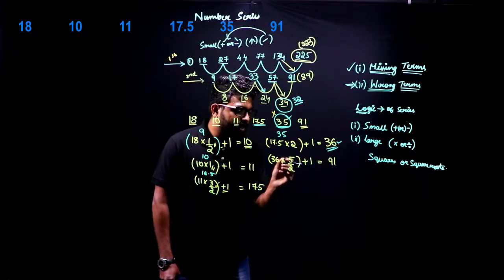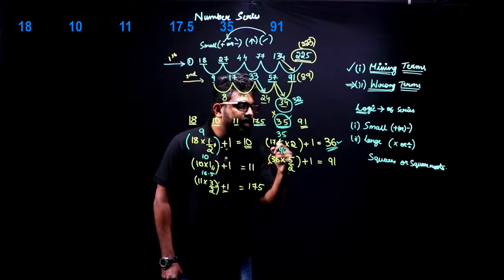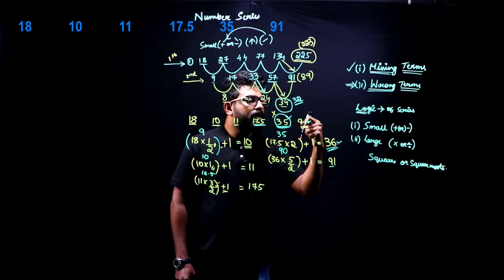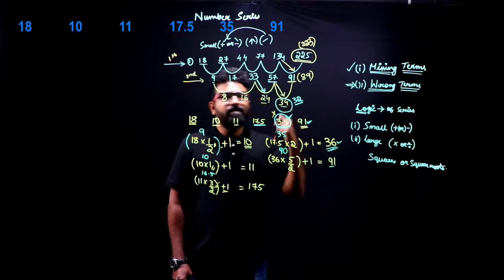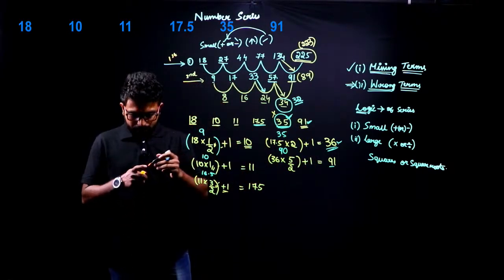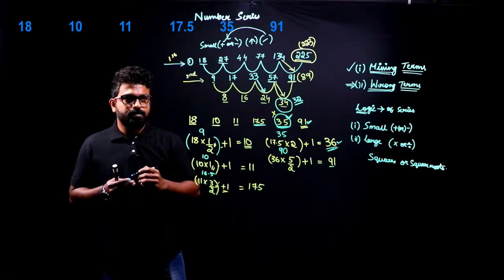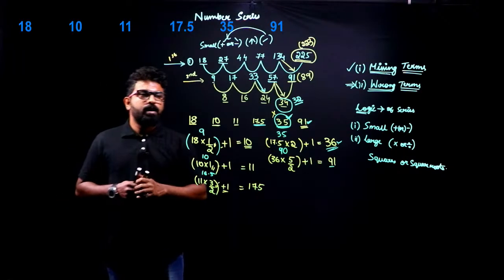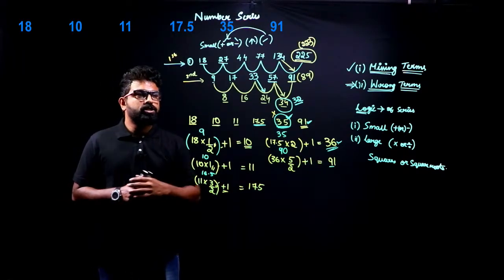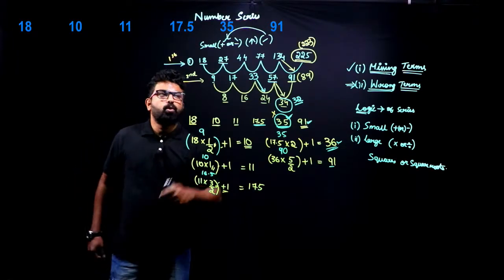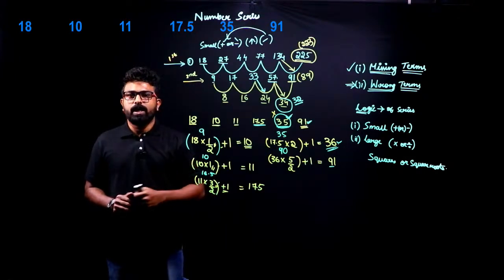So let me quickly multiply this. 36 divided by 2 gives me 18. 18 into 5 gives me 90. 90 plus 1 gives me 91. So I'm getting the proper 91 here, proper term here. Hence, which is the wrong term? 35 is my wrong term. Am I clear, people? Am I clear till here? Any doubts? No doubts. So quickly copy this down. So after this, we'll start with our next questions then.